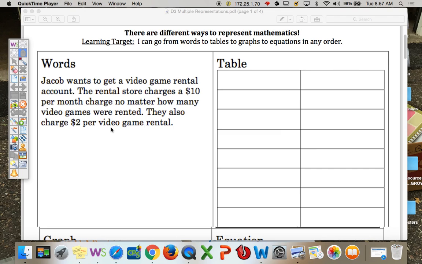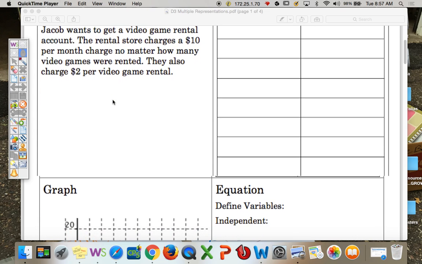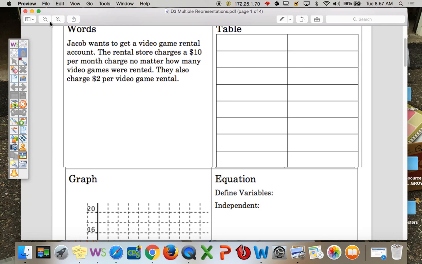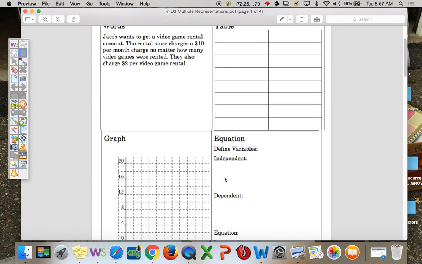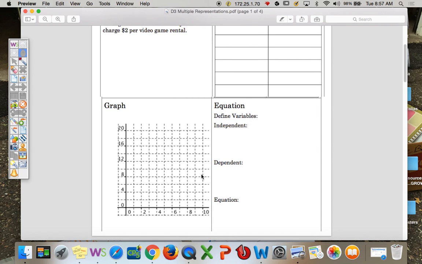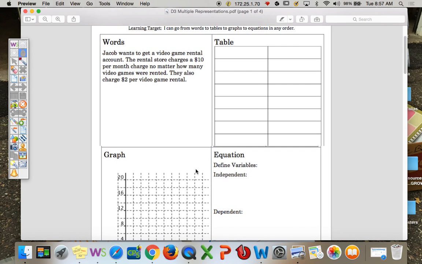Jacob wants to get a video rental account. The rental store charges a $10 per month charge no matter how many video games are rented. They also charge $2 per video game rental. So our goal is to fill out this whole sheet right here, table, graph, equation, and then kind of relate the three. So let's start with the table.